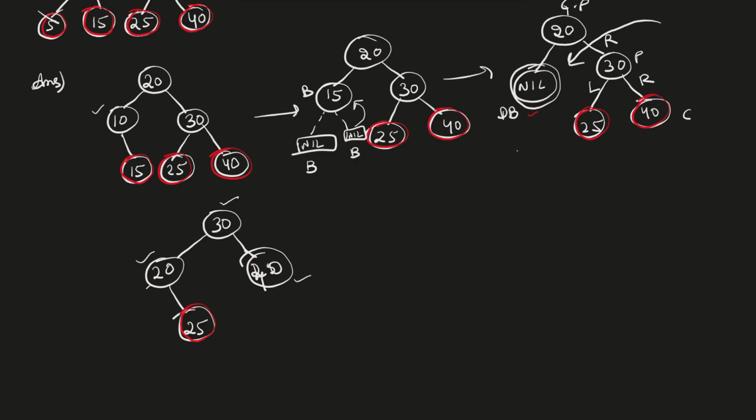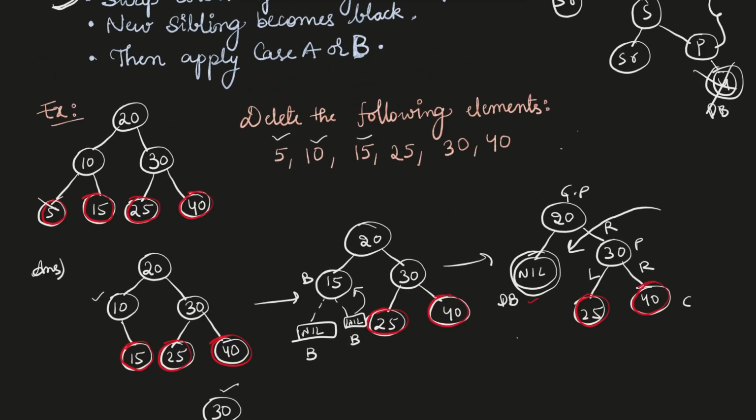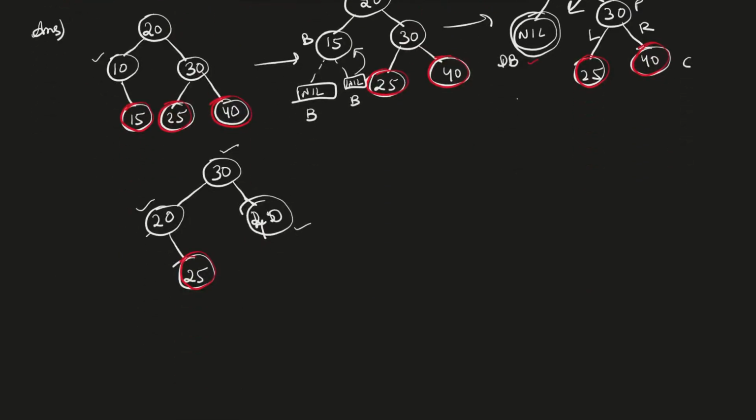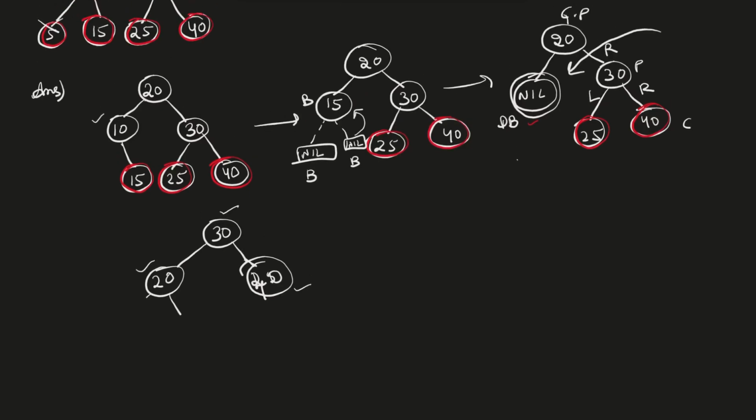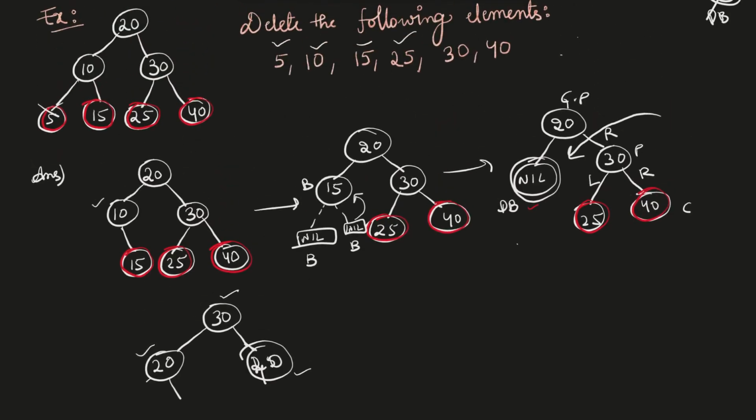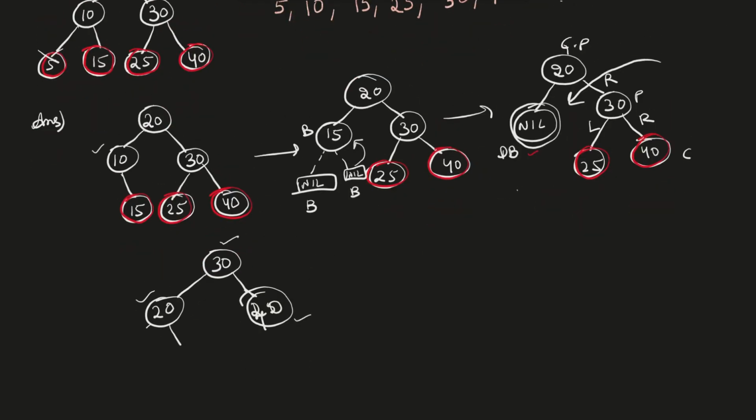Now the next element to delete is 25. So let's search it. It is left of 30 and right of 20. Since it is red and a leaf node, you can directly delete it. So you can directly remove the element. The next element after 25 is 30. So 30 is a root node now.